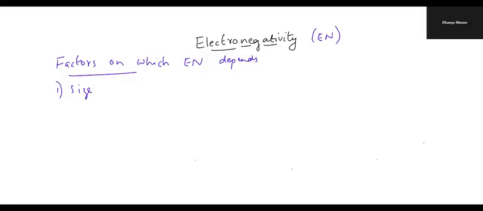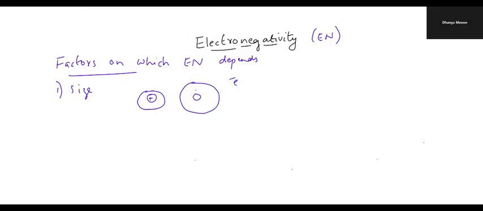Okay students, the next topic for electronegativity is the factors on which electronegativity depends. Electronegativity, EN, I have just written as a short form. The first factor is the size. If I have an atom of a smaller size and an atom with a bigger size, who will attract the electron pair more?